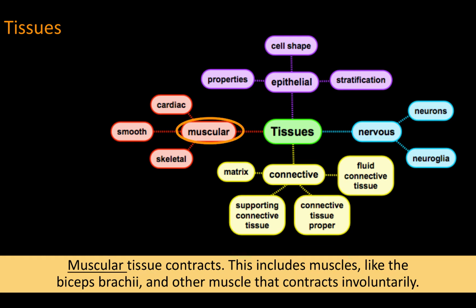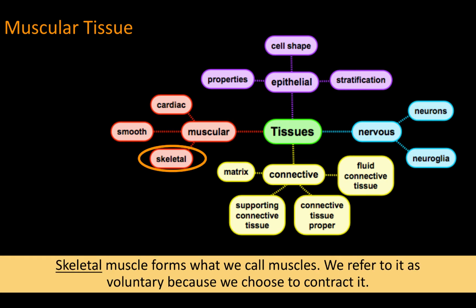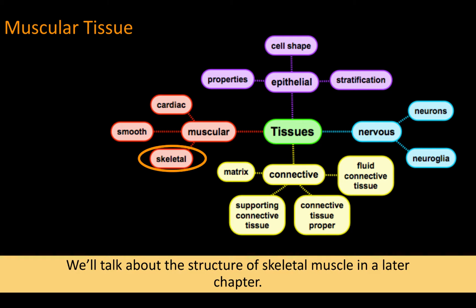Muscular tissue contracts. This includes muscles like the biceps brachii and other muscles that contract involuntarily. There are 3 different kinds of muscular tissue. Skeletal muscle forms what we call muscles. We refer to it as voluntary because we choose to contract it. We'll talk about the structure of skeletal muscle in a later chapter.